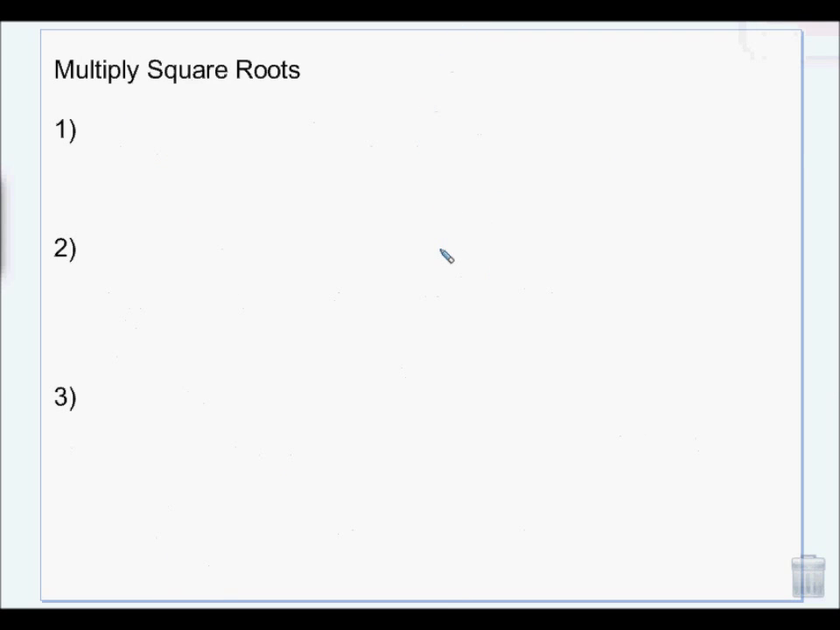Okay, multiplying square roots. Well, if I have the square root of 2 times the square root of 14, neither of these has a perfect square in it. But I can multiply them together and I get the square root of 28, which has a 4 in it. So I multiply them together to get a number that I can then take a perfect square out of.